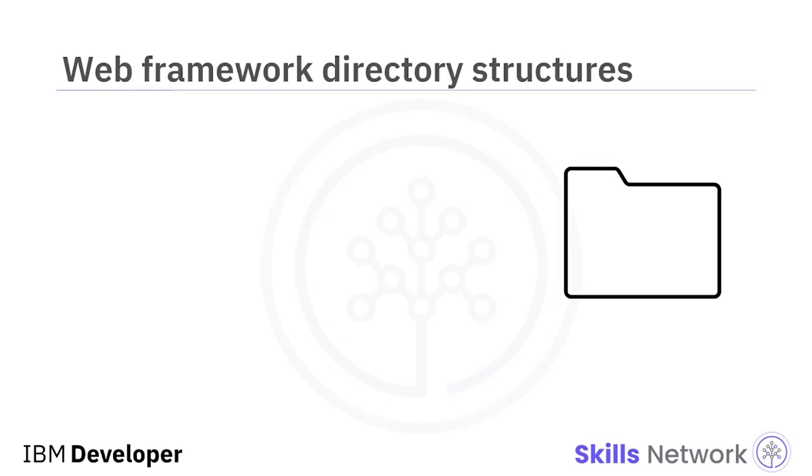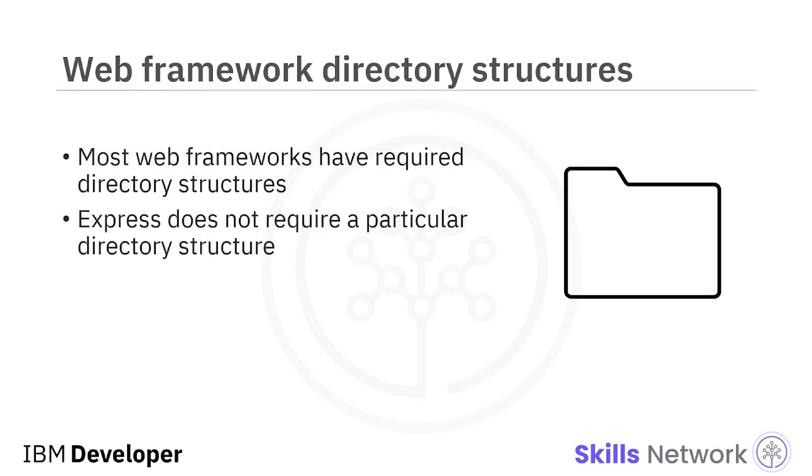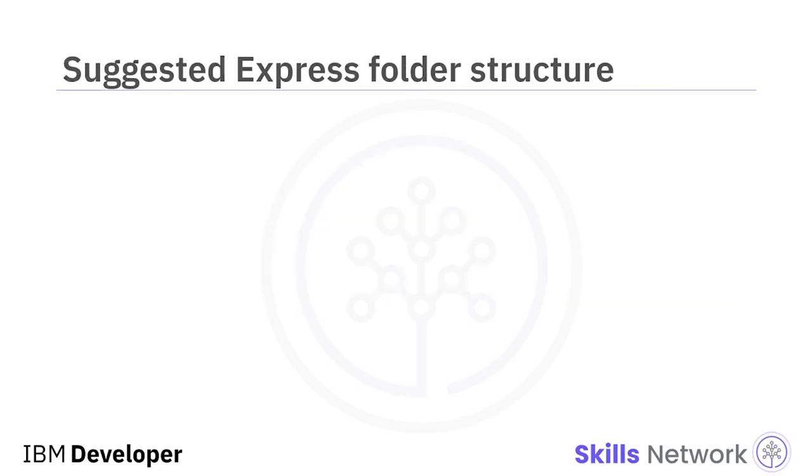Web frameworks such as Ruby on Rails, .NET, and Django have required directory structures for storing files. Express does not require a predefined directory structure for its applications. However, defining a directory structure in advance is usually a good idea because as the size of the application grows, it can be difficult to maintain otherwise. The following folders are conventionally used to store files.